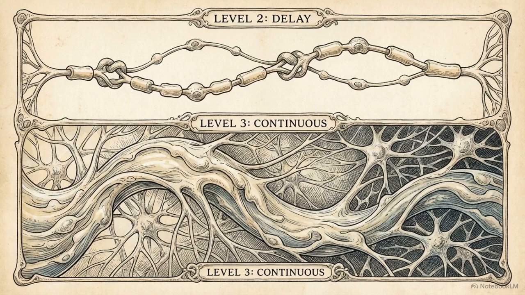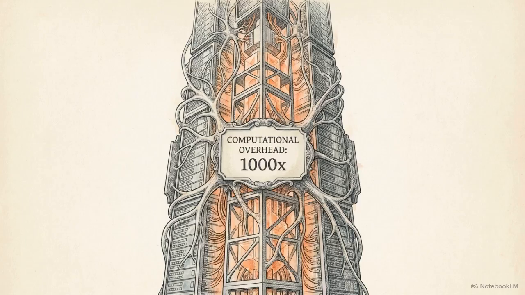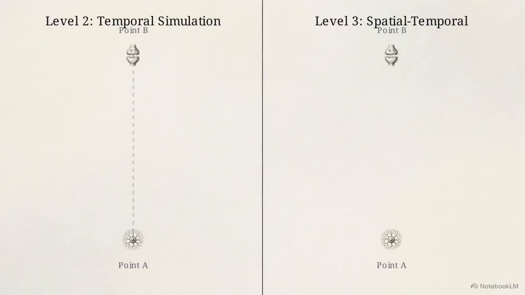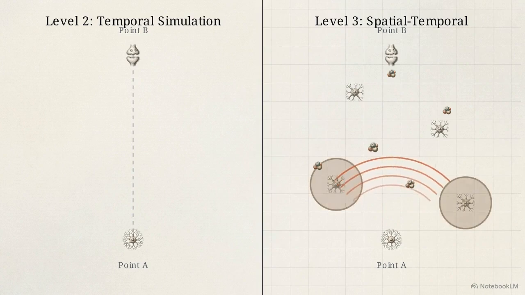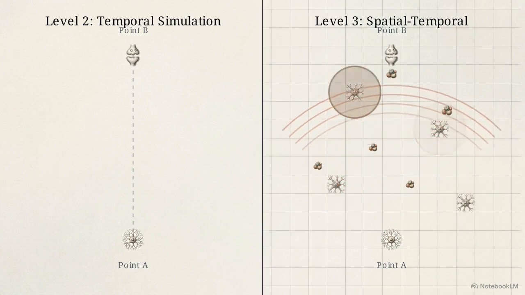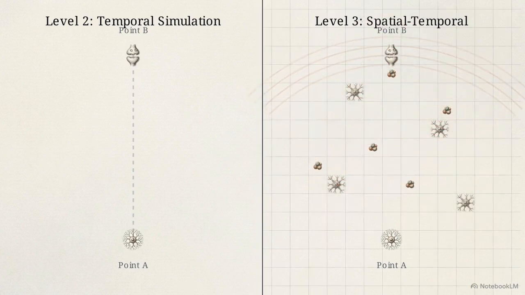This leads to the Phase 4 decision, whether the continuous interaction between signals and glial fields during transit justifies the cost of a full physical simulation engine. We compare the two paradigms. Level 2 uses delayed teleportation, where signals jumped from point A to point B after a set time. Level 3 simulates a continuous wave that interacts with reactive fields along its entire path.